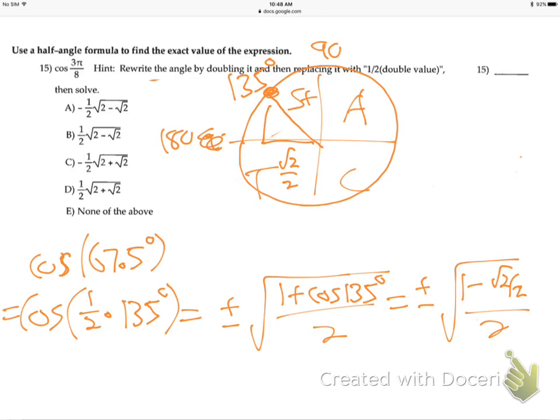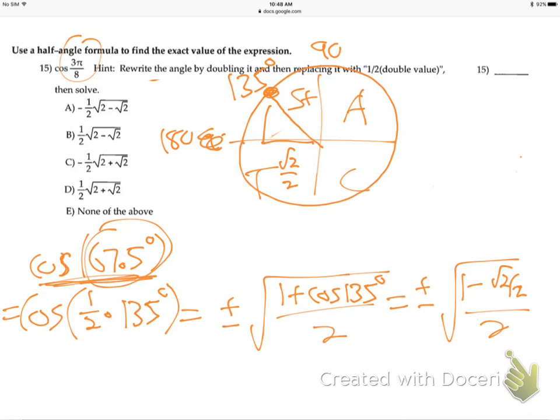All right? Oh, and by the way, what's the sign in the front? That's 67.5. Remember, the front is the original question. Right? It's not the 135. The 135 is this little part in here. But the original question that we're answering is, what is the cosine of 67.5? That's what 3 pi over 8 is. Right? That's what we're really trying to answer.